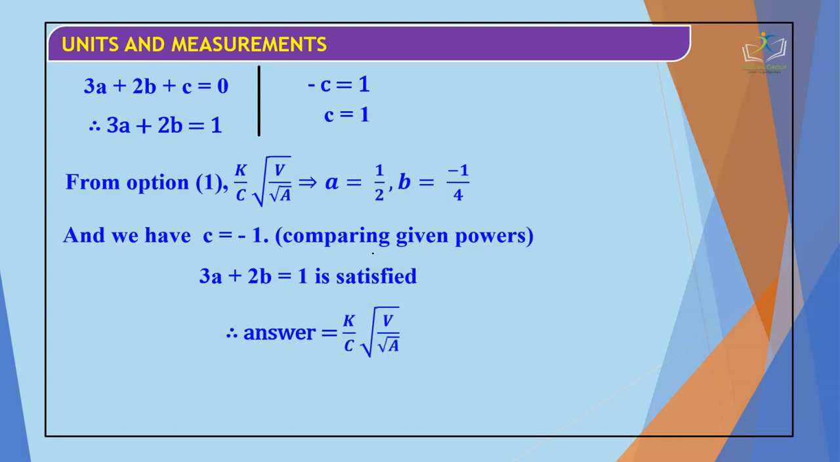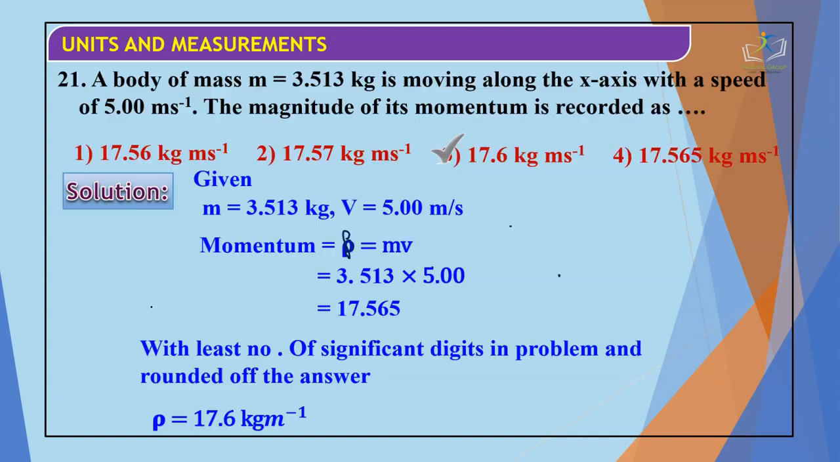So the answer is equal to K by C, under root V by under root A, which is option 1. Students, I hope you are understanding. So moving on with the next question.